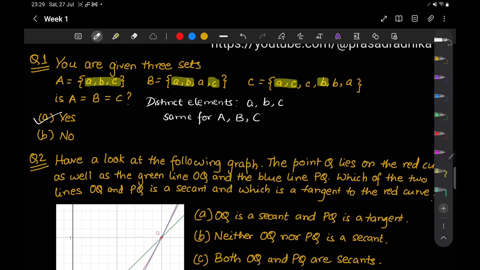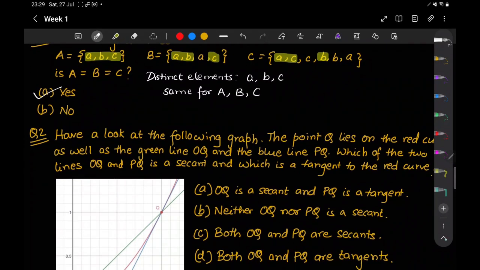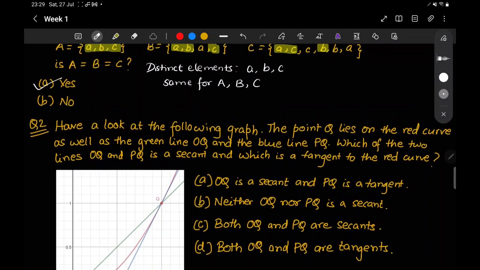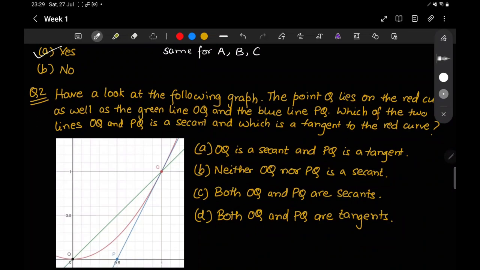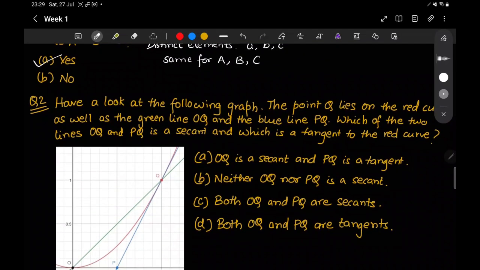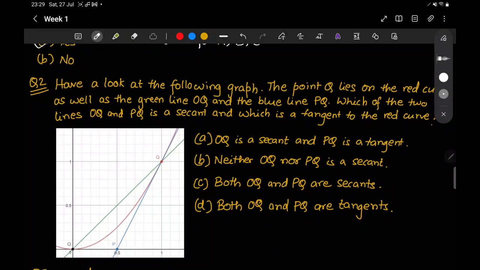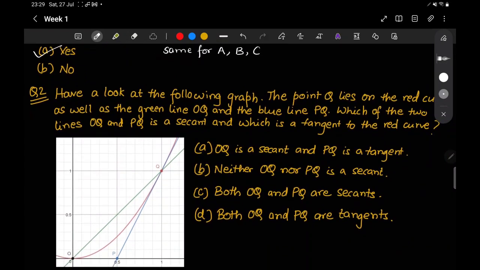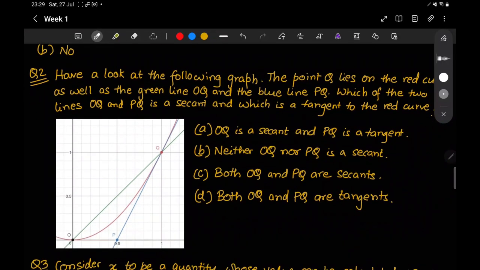Okay, so let us now proceed to the next question. I will read out the question first for all of you. Have a look at the following graph. The point Q lies on the red curve as well as the green line OQ and the blue line PQ. Which of the two lines OQ and PQ is a secant and which is a tangent to the red curve? These are the four options.